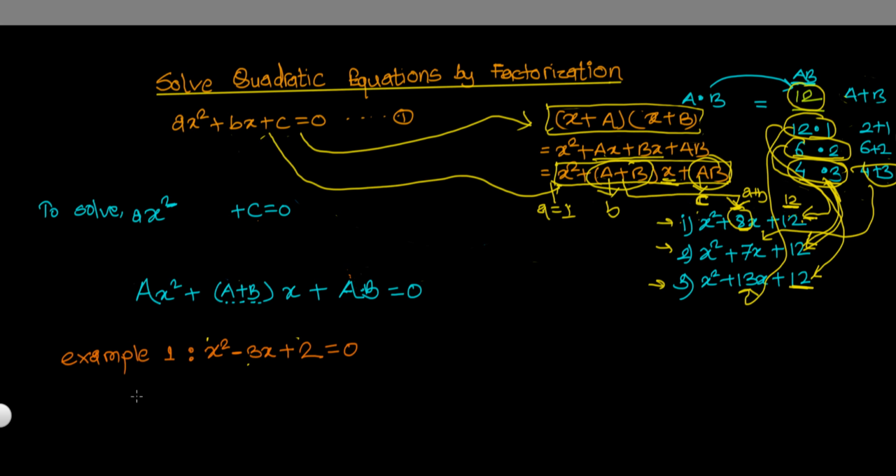Now let us see an example. In this example we are supposed to solve by factorization: x squared minus 3x plus 2. If you multiply the coefficient of x squared and the constant term, it is 2 times 1. So we have to find numbers that multiply to give 2 and add to give 3.